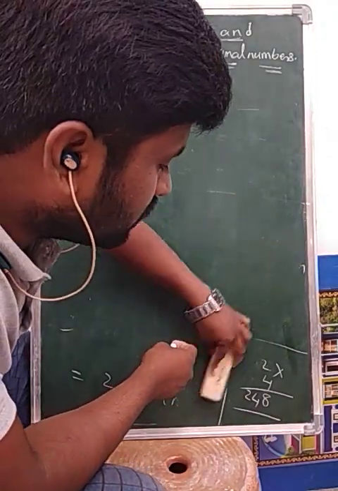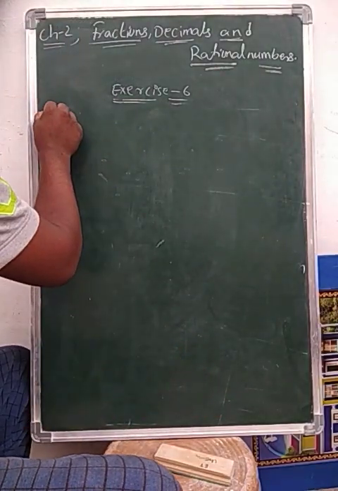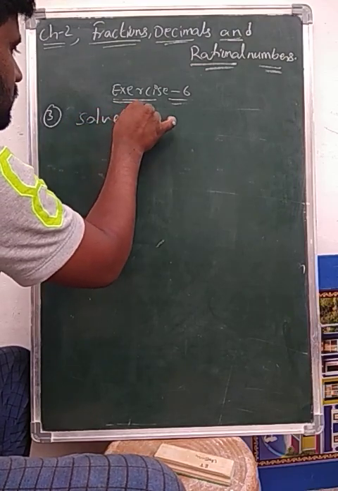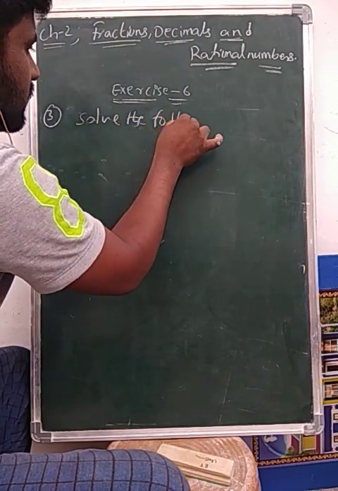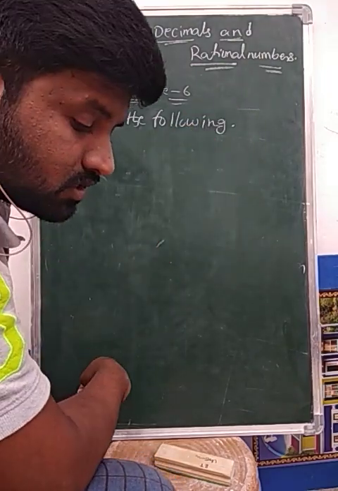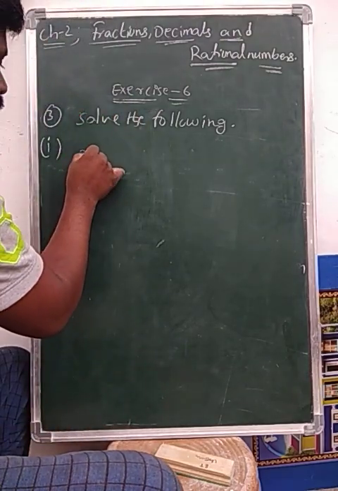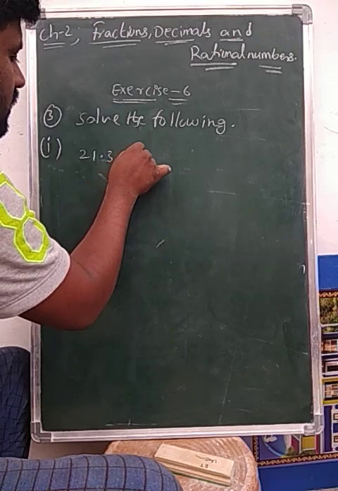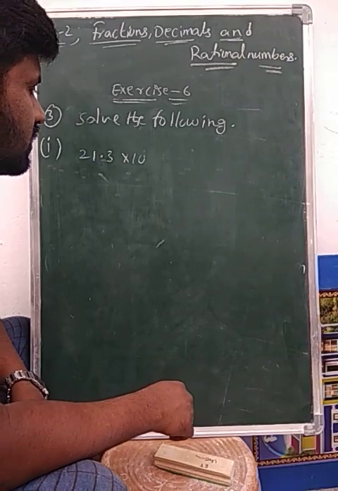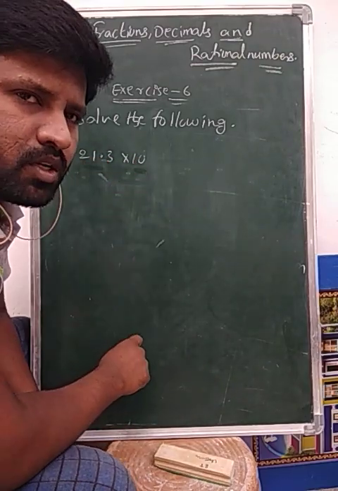Next, third main, solve the following. The first question is 21.3 into 10. Now see, my dears, we know 21.3 is a decimal number and 10 is a whole number.